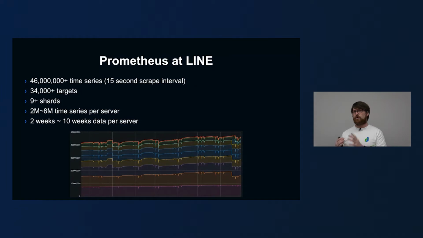That could be directly instrumented applications. It could be middleware via different exporters. It could be any number of things. Because we're monitoring so many different targets, we have it divided up into multiple shards, about 9 or so. And depending on how busy a particular shard is, a single Prometheus server could be monitoring between 2 million up to 8 million time series all at once.